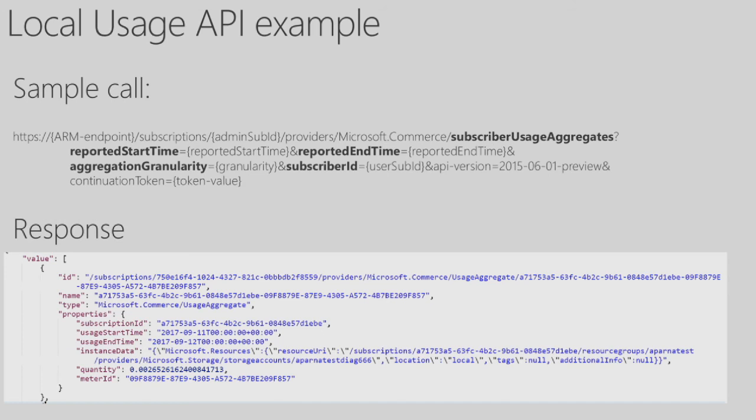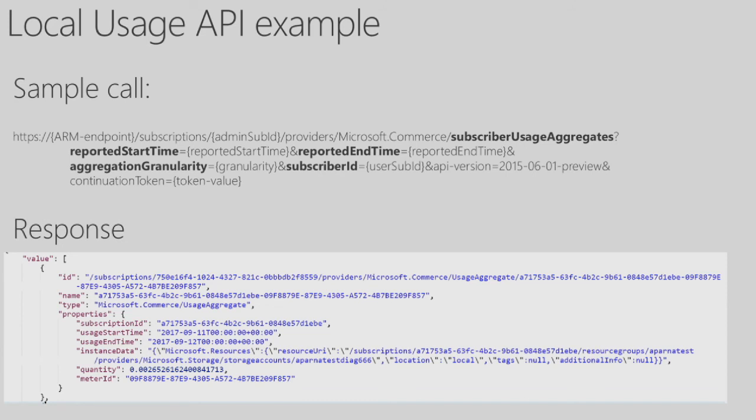So this is basically the sample call of the local usage API. You're basically calling the subscriber usage aggregates API. And what that gives you as an admin is the usage for all of your tenants. So the basic parameters are passing the start date and the reported end date. And both of those are mandatory. But there are a few other parameters that you can pass if you want to filter the data or change the granularity of the data.